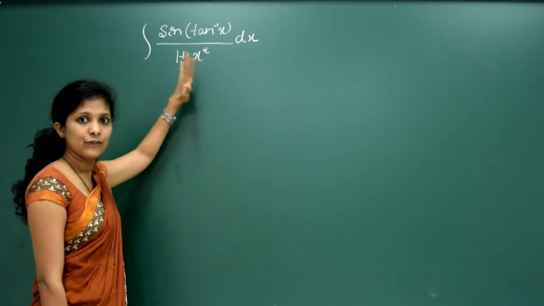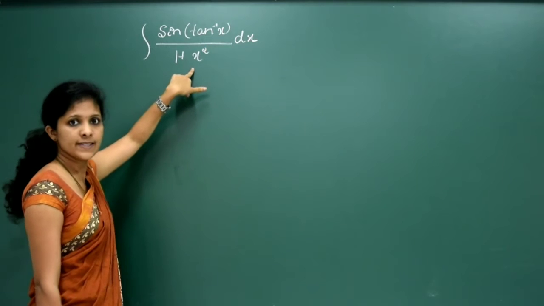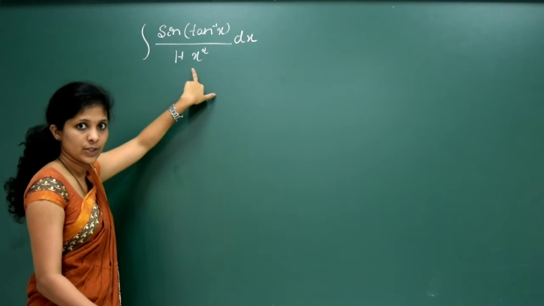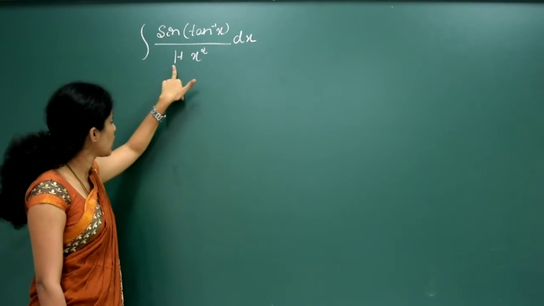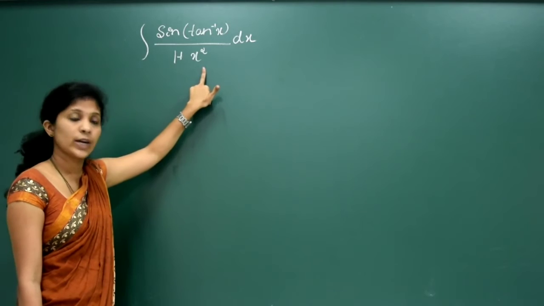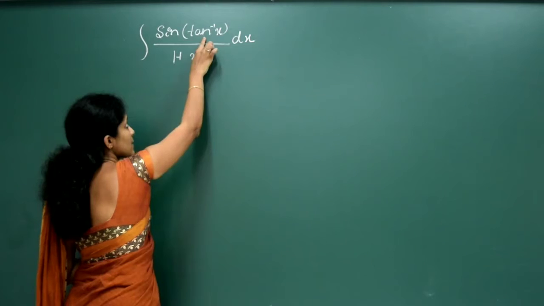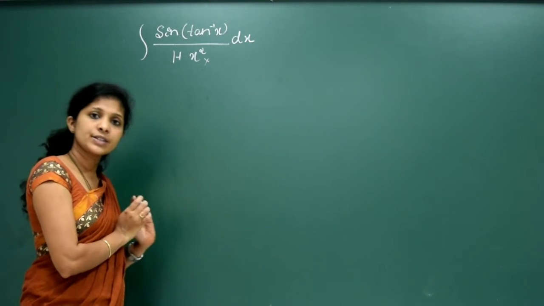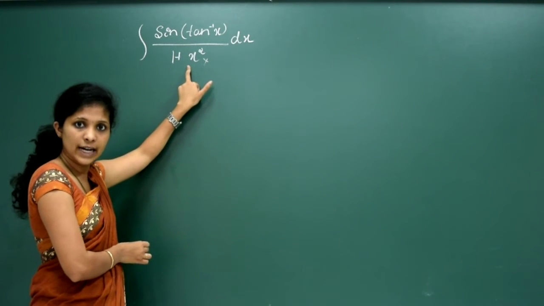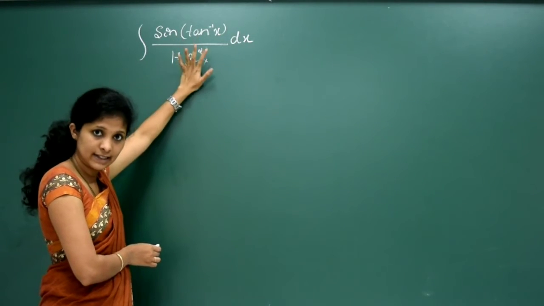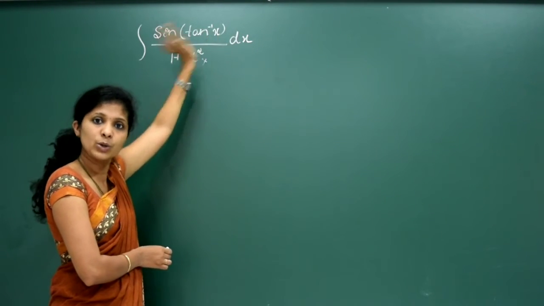I hope you can see which substitution we have to give, whether tan inverse x or 1 plus x square. If you give substitution for 1 plus x square, the derivative will be 2x, but it is not there. So this substitution is not possible. But if you give the substitution for tan inverse x, what is the derivative of tan inverse x? Obviously it is 1 by 1 plus x square. So directly we can give the substitution tan inverse x is equal to t.